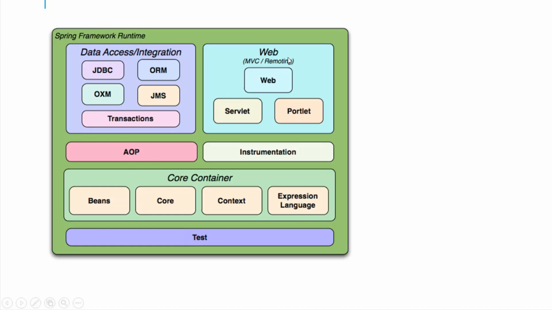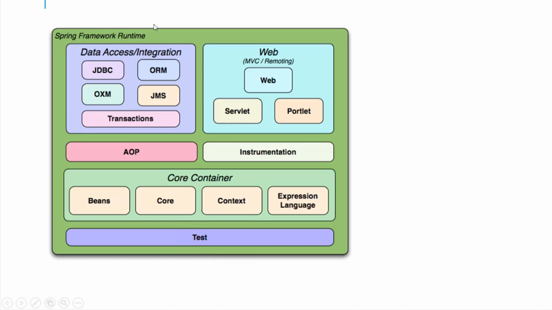For example, as you must have learned JSP and servlets, that is covered in the web module. So here you can have the servlets and JSPs. Then this is the core container, that is the basic features of the Spring framework, such as inversion of control, then bean, then context, then expression language which Spring supports. So these are the core container modules, and then the test modules for testing. For example, it supports JUnit, then TestNG, Mockito. So this is the test module.